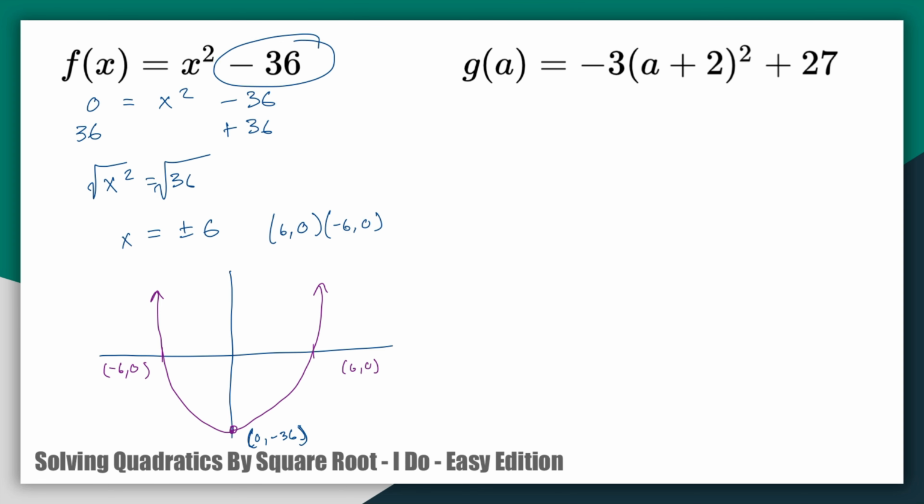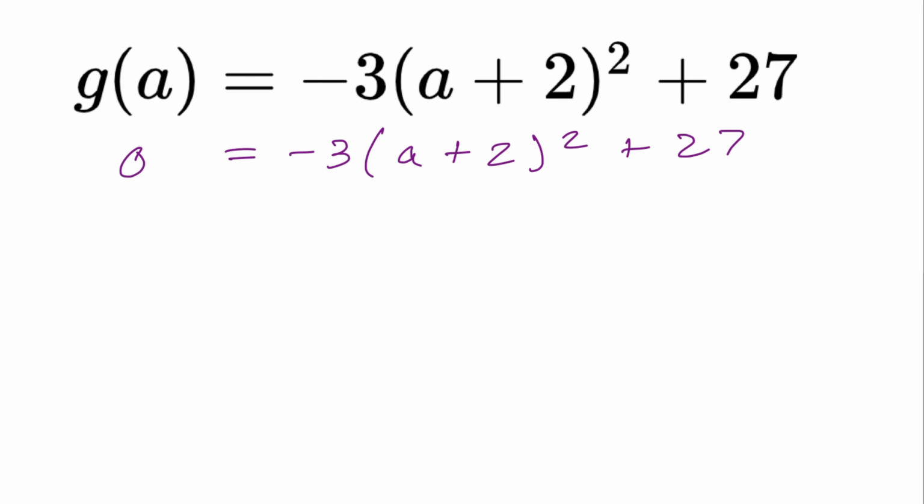All right. Now let's do the one on the right. It's a little bit longer. We make y 0, just like we did before. And then we solve for, in this case, a, but it's really all x, right? Okay, first thing you're going to want to do here is get rid of your k value because this is in vertex form. So I'm going to minus 27 to both sides. I'm going to get negative 27 is equal to negative 3 times (a plus 2) squared.